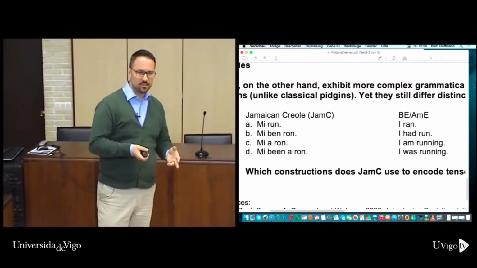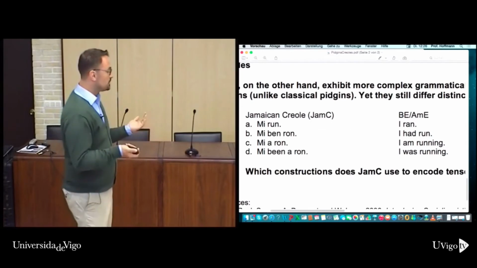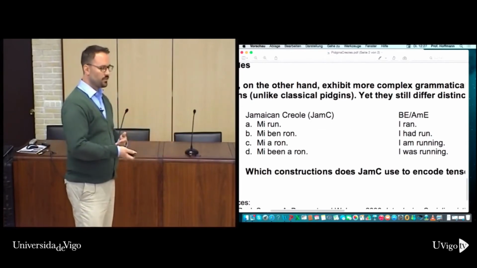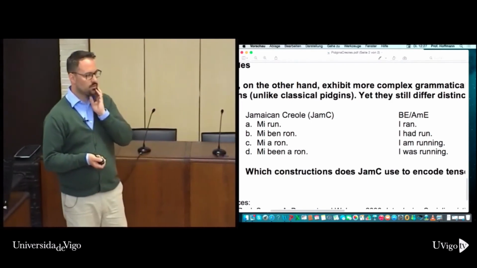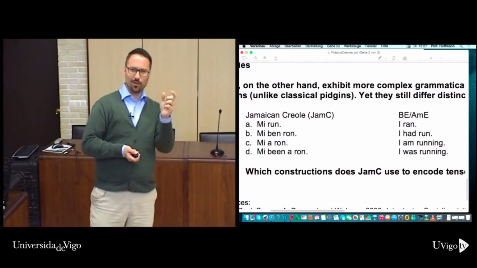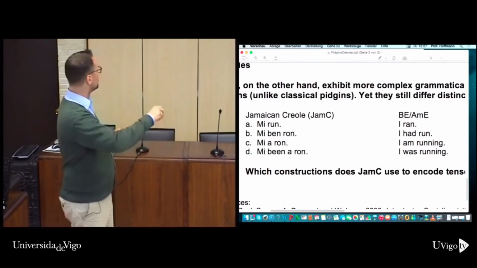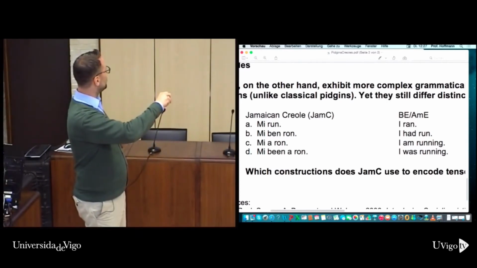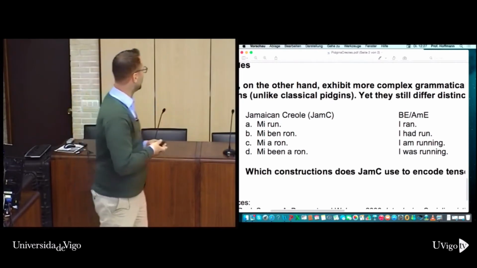Okay? You can already see that this system is, of course, more complex than the Pidgins, and we said domains, extension of domains are important here. You need to talk about more stuff that has happened before. But still, there is a tendency towards free marking, okay? Towards one-to-one, that's the one I was looking for, one-to-one mappings of form and meaning. So we've got a one-to-one form meaning mapping where we say, okay, Ben gives you past before, A gives you ongoing, and this is past before ongoing with running. I was running. In a straightforward kind of way.